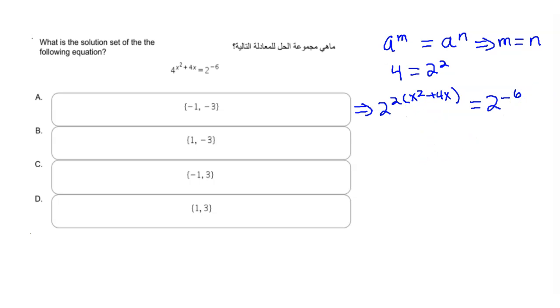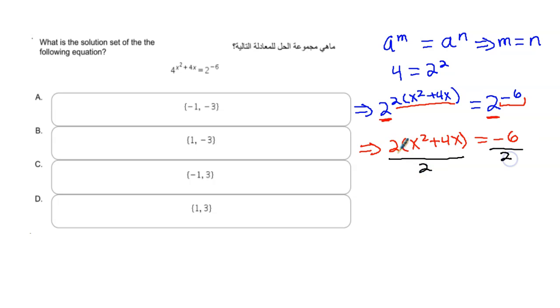You can say that since the base is 2 on both sides, this means that we can equate the exponents. So it implies that 2x squared plus 4x is equal to negative 6. At this point, we want to solve for x because we are supposed to get a solution. So we can divide both sides by 2 to simplify, and then we get x squared plus 4x is equal to negative 3.